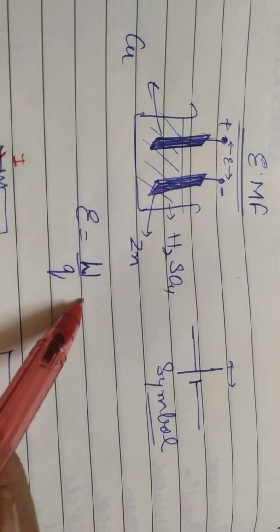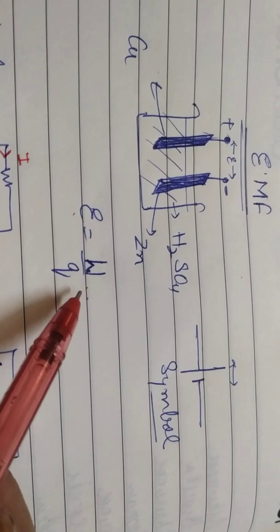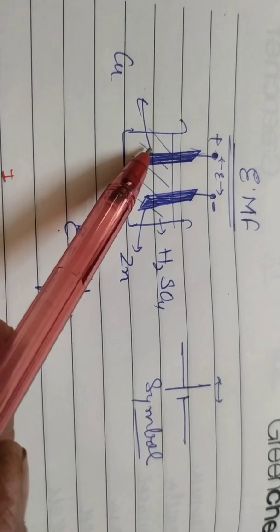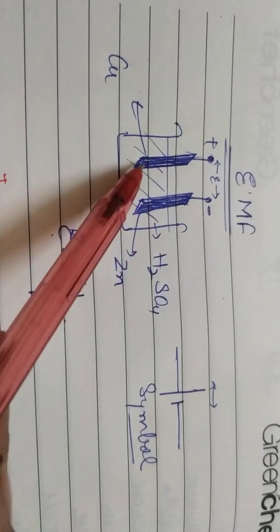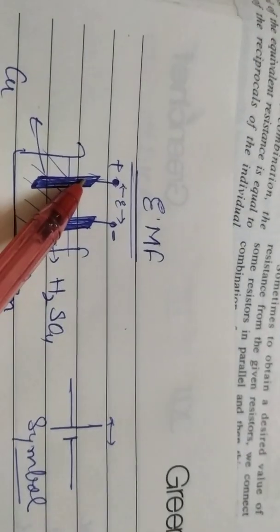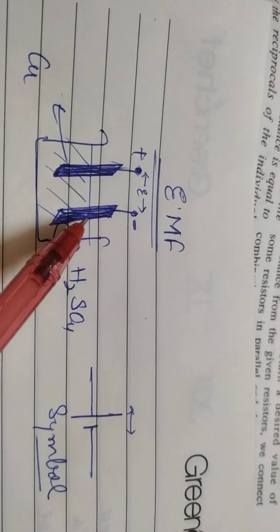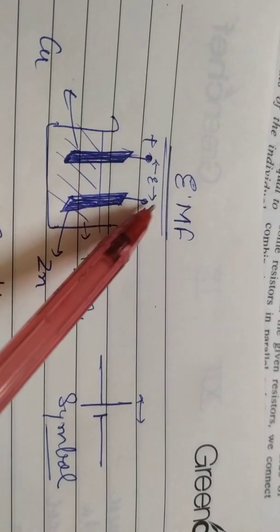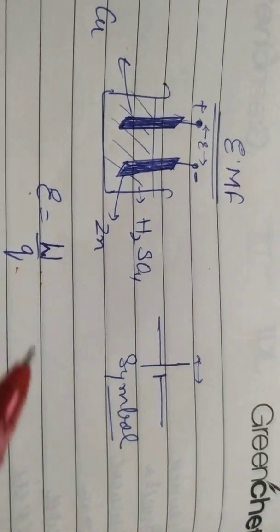So in terms of work done, EMF is defined as the work done in taking a unit positive test charge throughout the whole complete circuit from one terminal to another. When we say complete circuit from one terminal back to the same terminal, it means the work done in taking a test charge from positive terminal to the negative terminal through the outer circuit, and then from the negative terminal to the positive terminal through the electrolyte. It takes the complete round. So that work done per unit charge is called EMF.